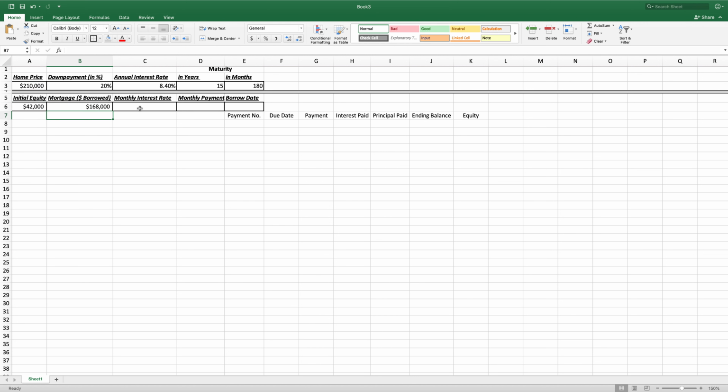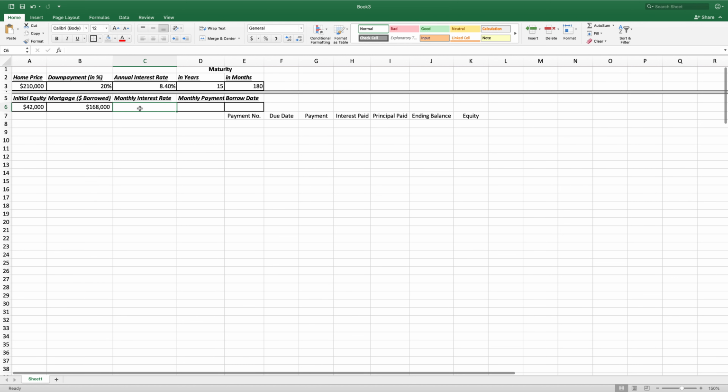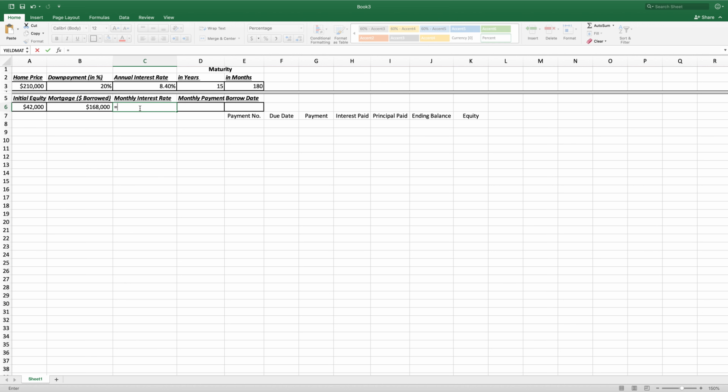And now, of course, because payments are made on a monthly basis, when it comes to discounting and determining the payment, we need to use a monthly interest rate, the periodic interest rate, that is. So we'll take our annual interest rate up here, do an equal sign, and divide by 12. And that means we have a 0.7% interest rate, as we saw.